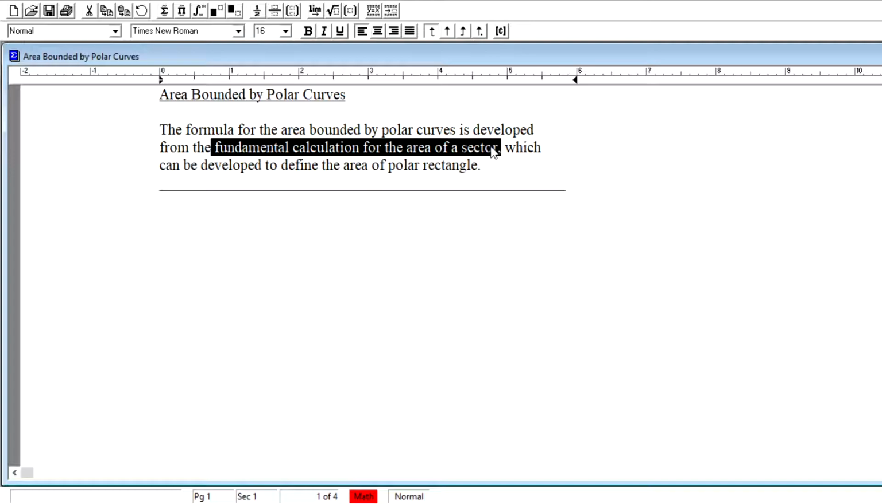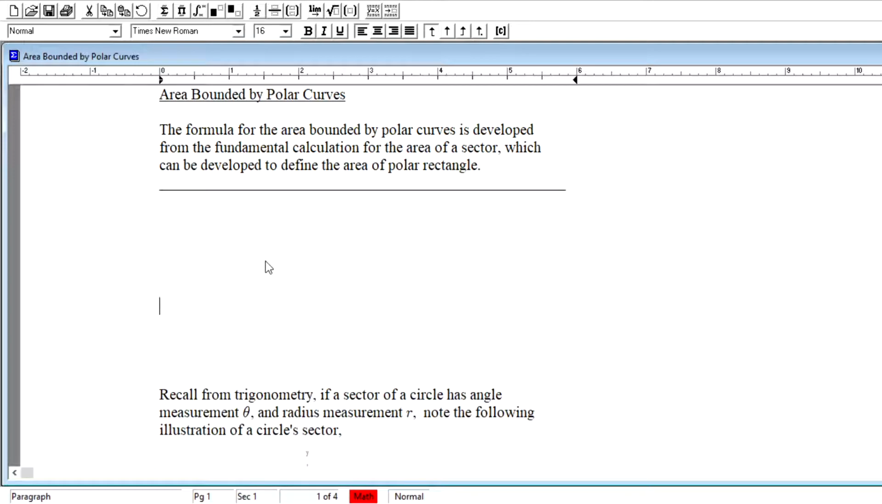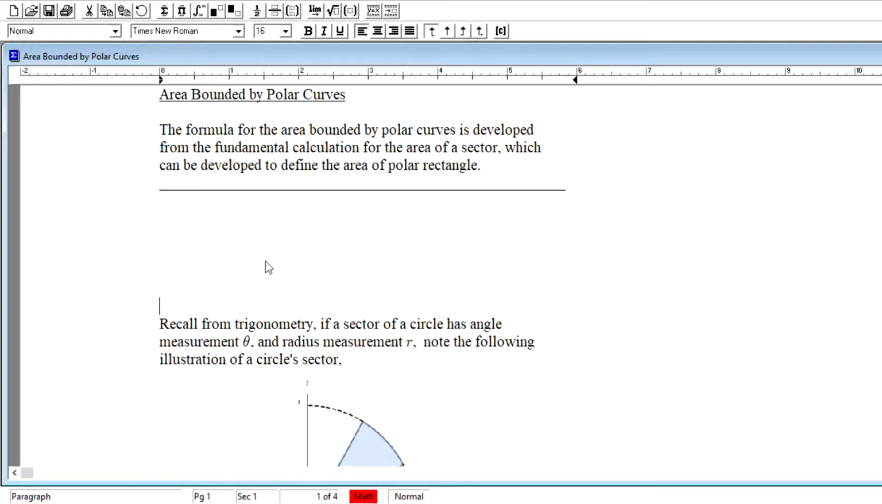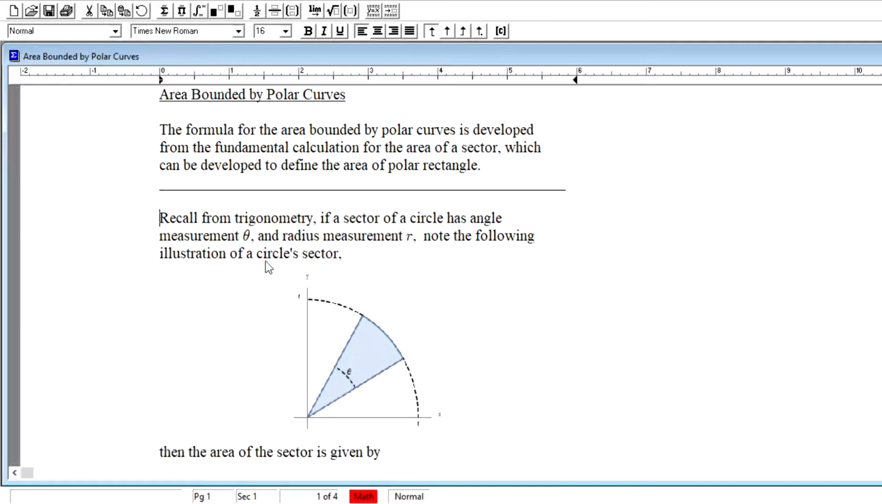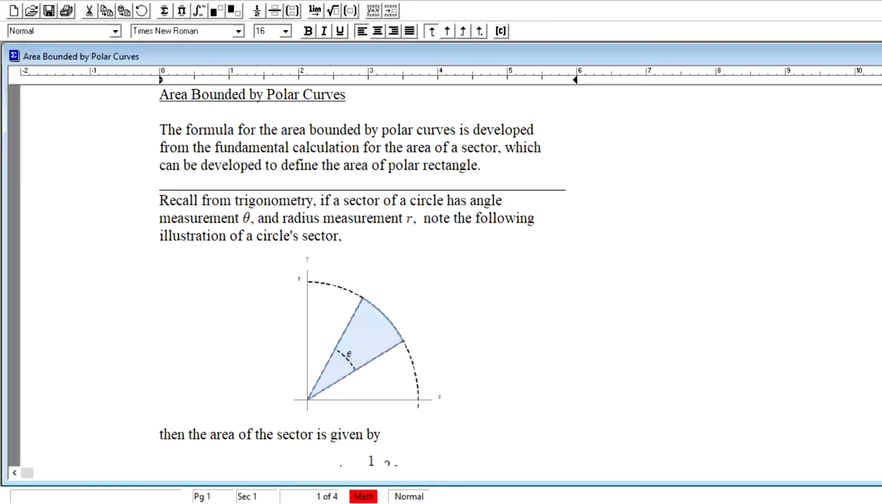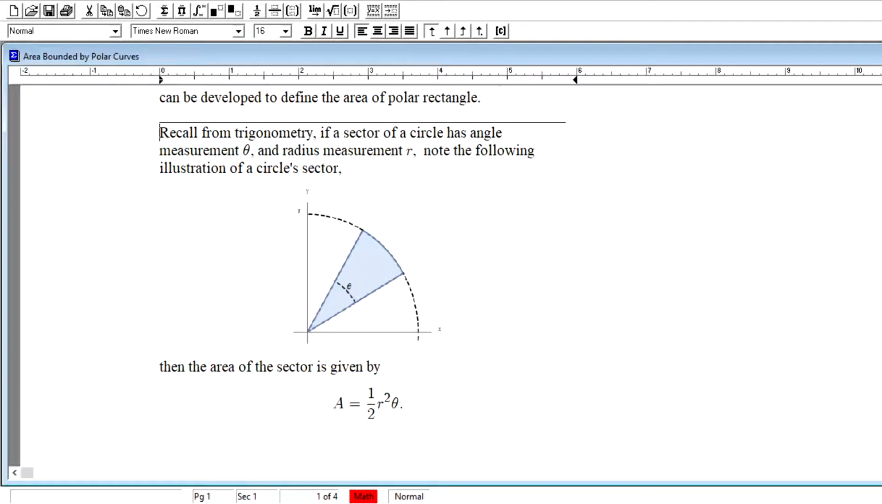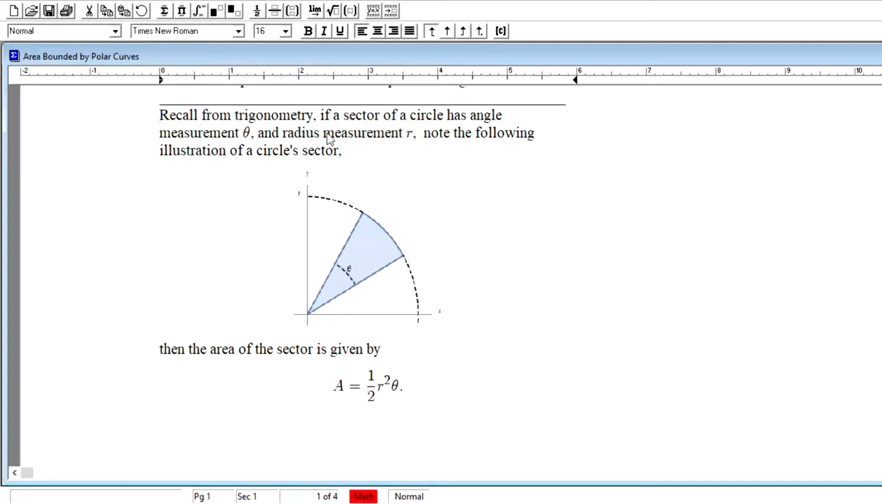And how do we find the area of those sectors? Well, this fundamental understanding for calculating the area of a sector is going to be what we use to develop our calculation for the area trapped within polar curves. All right? So what we begin with is recalling that idea from trigonometry. Right? Recall from trigonometry, right?